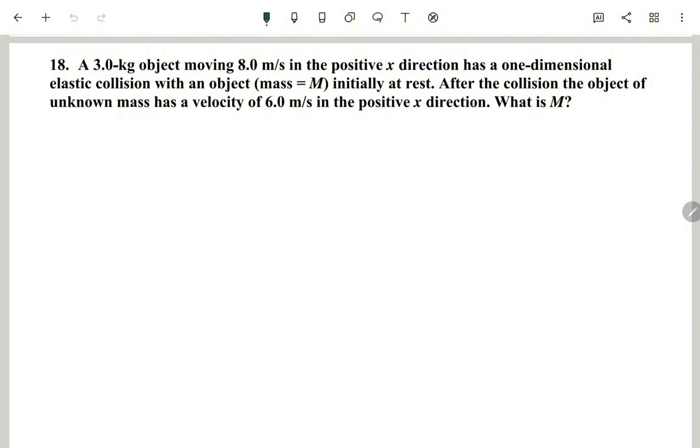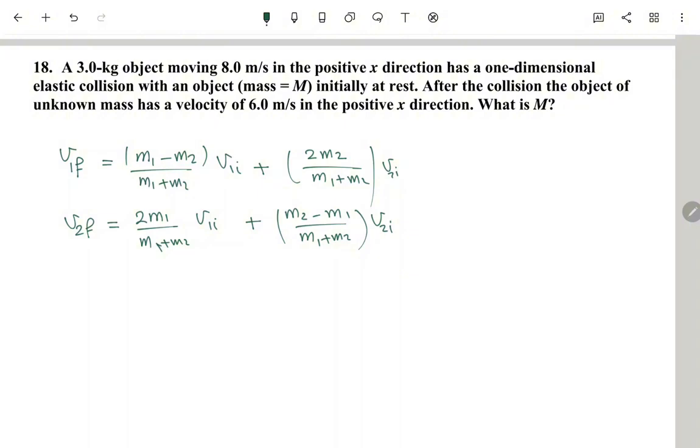Now again, to solve this one, this is an elastic collision, so kinetic energy is conserved and momentum is conserved. We can simply use the equations from the previous example. I will just copy them right here. Now, the initial velocity for the mass m is 0.